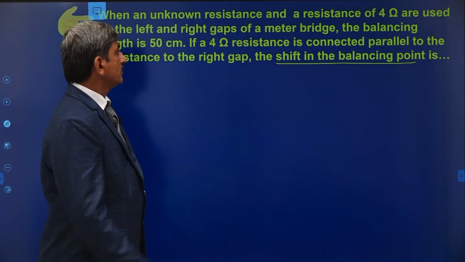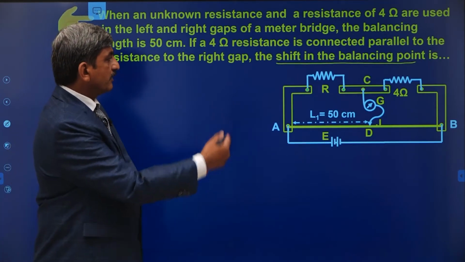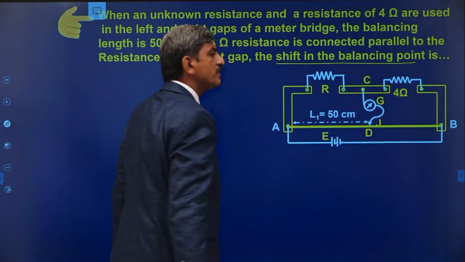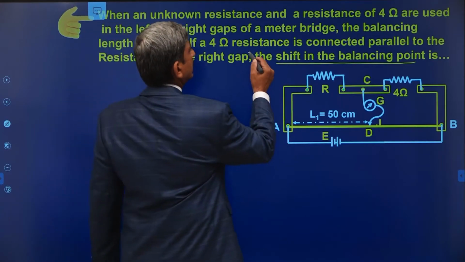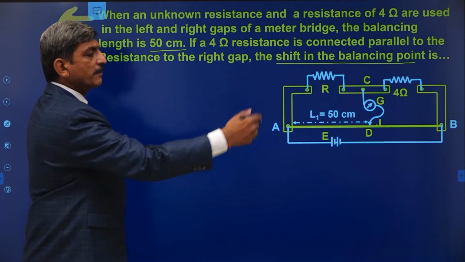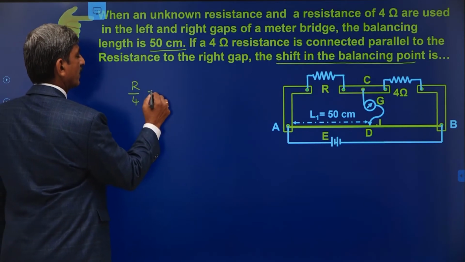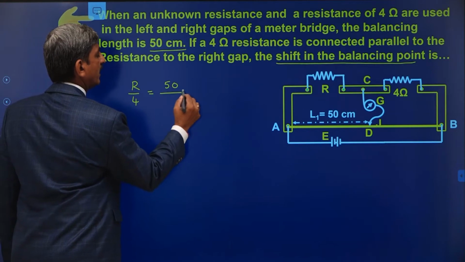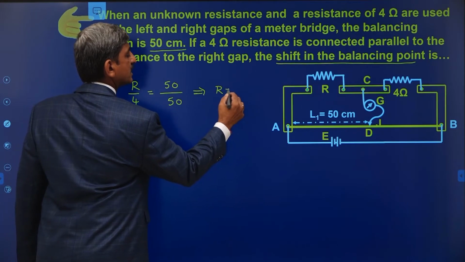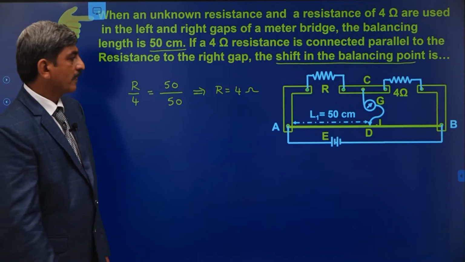Okay? Now, see the diagram. In the first case, a resistance R is connected in the left gap and a resistance 4 ohm is connected in the right gap, and the bridge is balanced at 50 centimeters. So by applying the balancing condition of the meter bridge, we have R by 4 is equal to 50 by 100 minus 50, that is equal to 50. From this we can write the unknown resistance used in the left gap is 4 ohms.